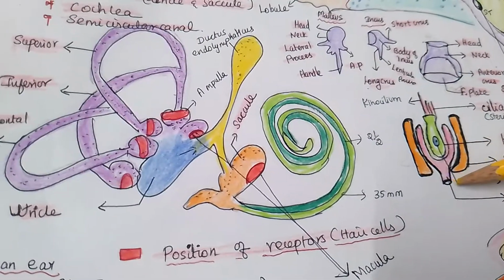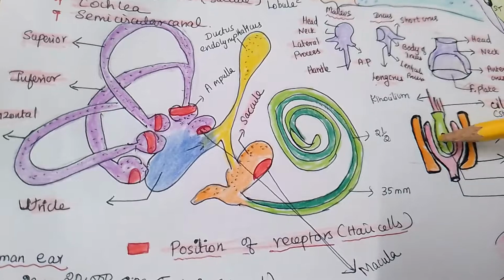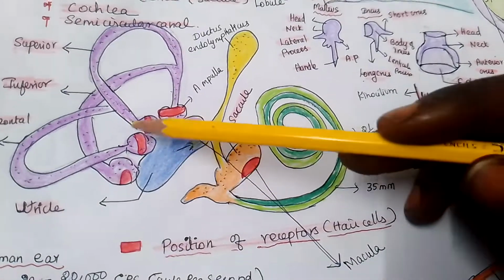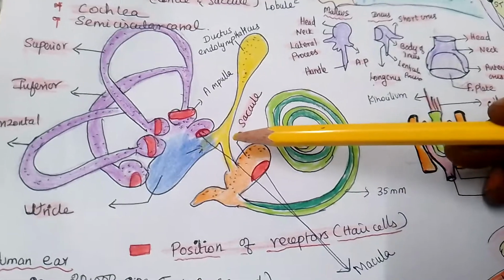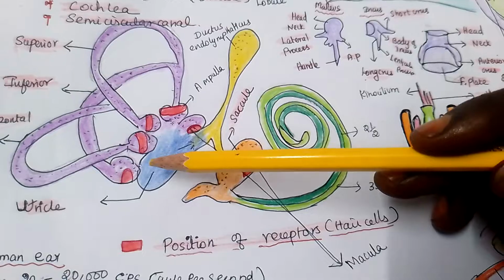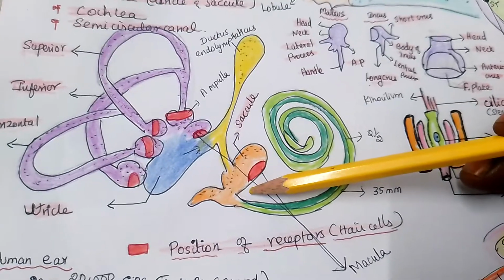Here is the nerve ending which is started. So where all the hair cells are present? These are all the areas where hair cells are present. What is present inside is called endolymph. The endolymph ductus is connecting with this one. So impulses are passing from the utricle to the saccule.